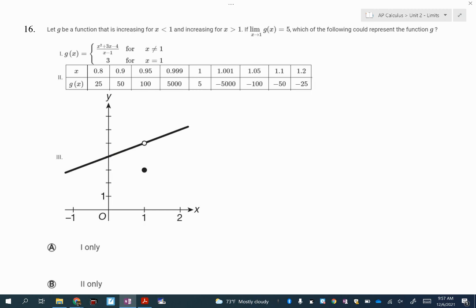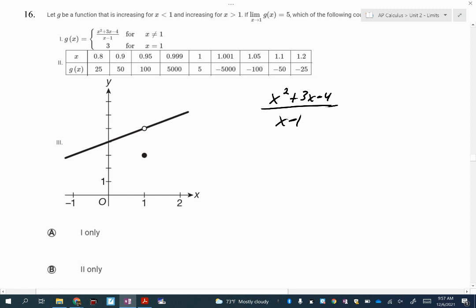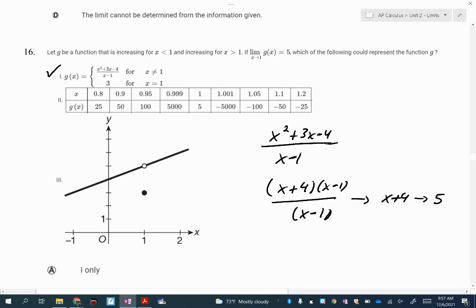So as we're looking at values from the left and from the right, if I evaluate (x squared plus 3x minus 4) over (x minus 1) at +1 and get 5, then this could actually be the answer, or one of the answers. So let's factor. So (x plus 4) and (x minus 1). The x minus 1s are going to cross out. So that leaves you with just x plus 4. If you plug in 1, you get 5. So that actually does work.